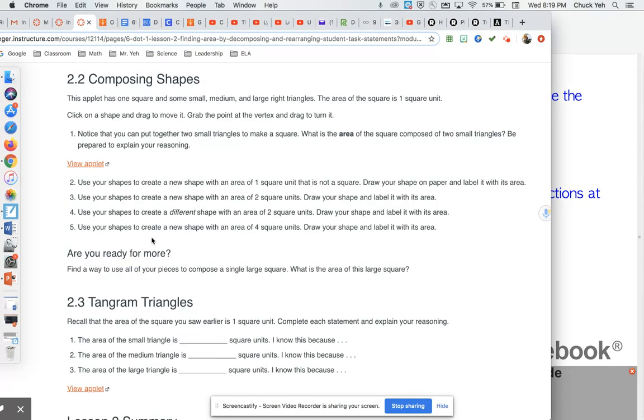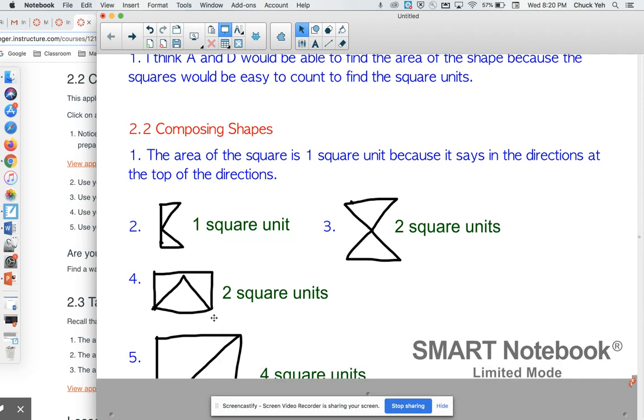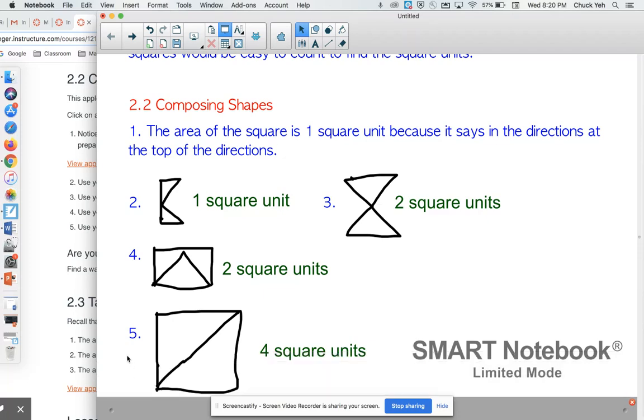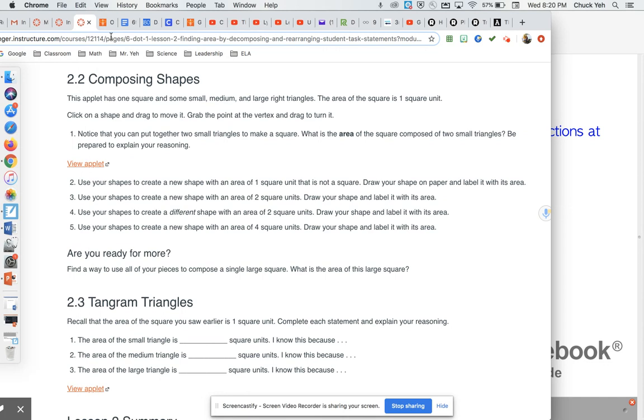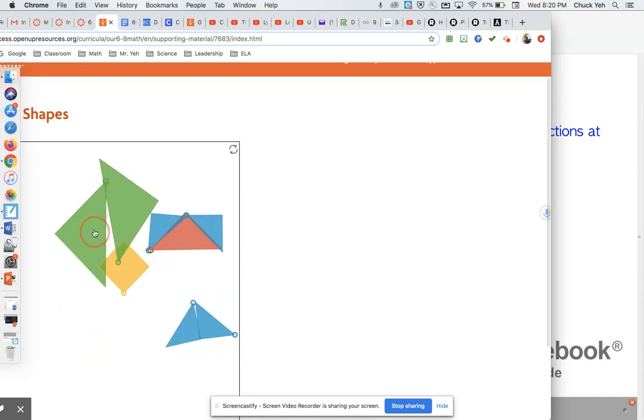Then here it says, use your shape to create a new shape with an area of 4 square units. Draw your shape and label it with this area. So my answer is this big boy right here. 4 square units. So what I did was I took both of these, then made it into 4 square units.